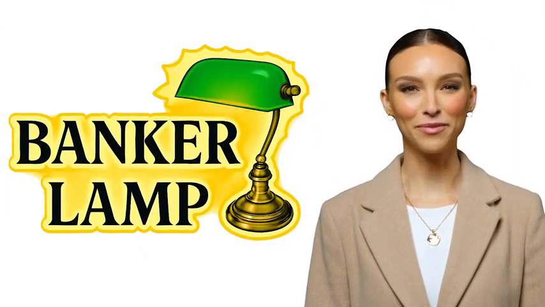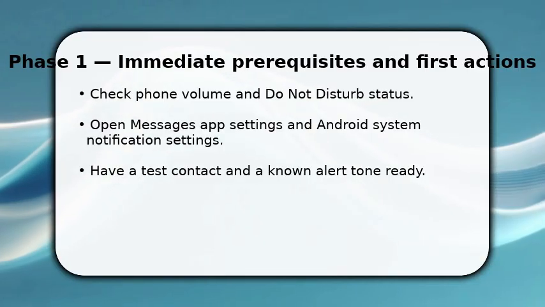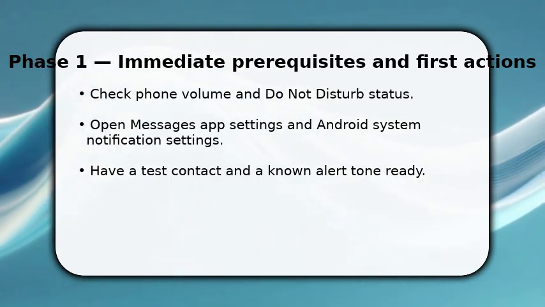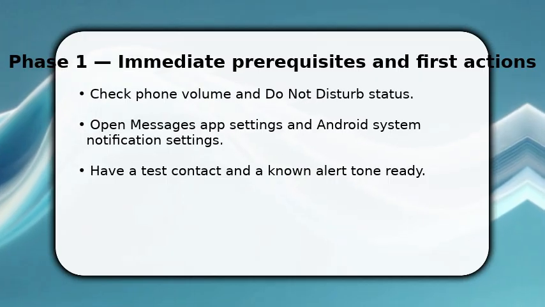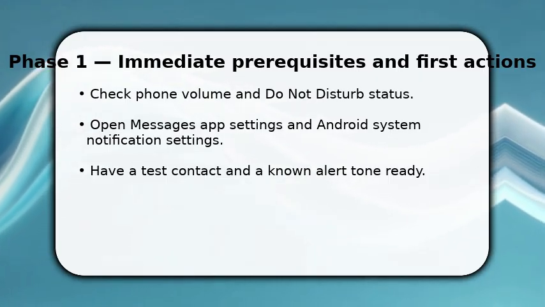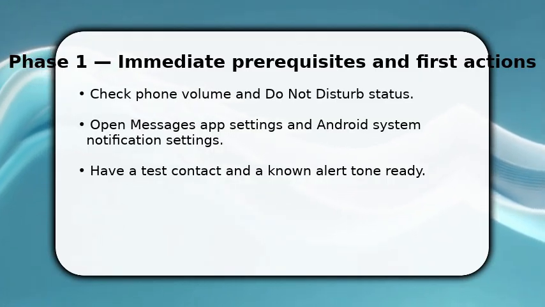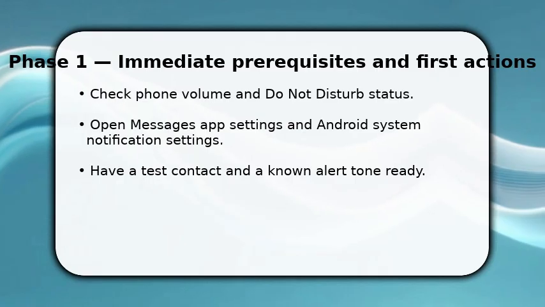Please enjoy the video. You need to act now. First, verify phone volume isn't muted and do not disturb is off. Open Messages, tap the three dots, then Settings. This begins the fix. Once done, go to Android Settings, Apps, Messages, Notifications to ensure channels are visible.